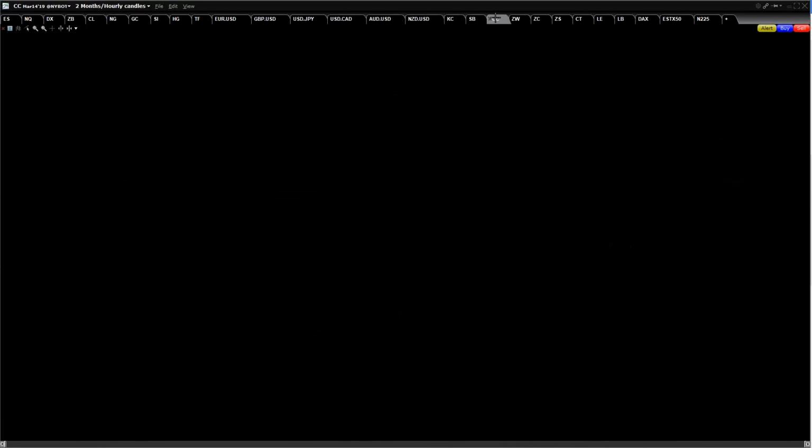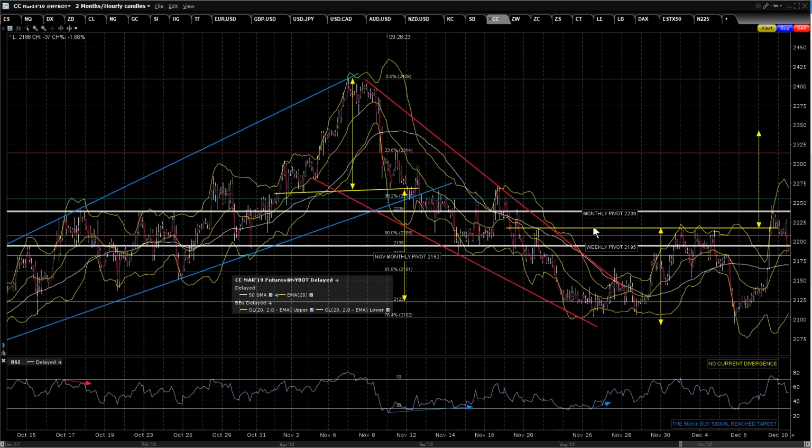CC, this is an interesting setup because we've had a very nice looking double bottom break up, and we're just retracing a bit here, and I'm expecting this to get back over the monthly pivot and convert that and go up into a target in the 23.45 area.